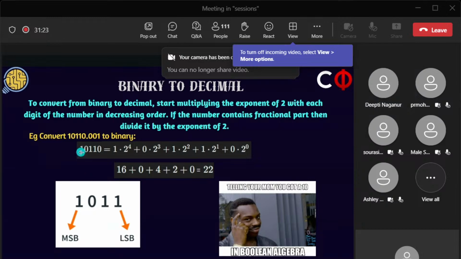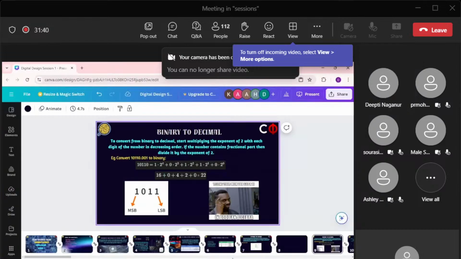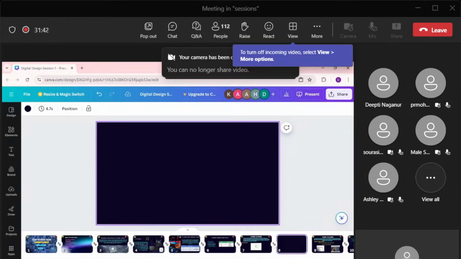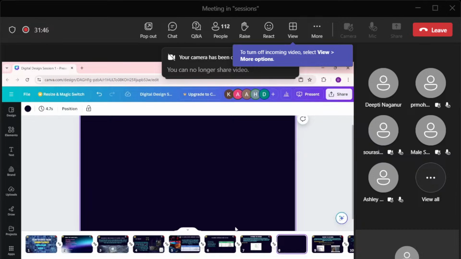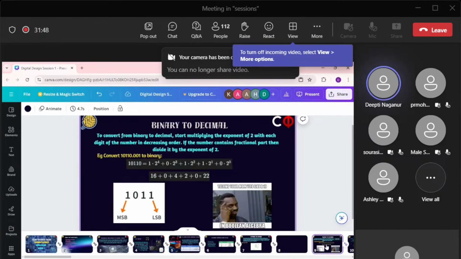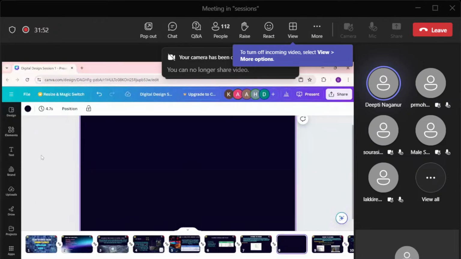So we have a number that is 10110. We will not worry about the decimal part right now. We will just focus on the whole number part. So we have 10110. So how do you start this conversion? The number that we have is 10110. Let's convert it into decimal form.